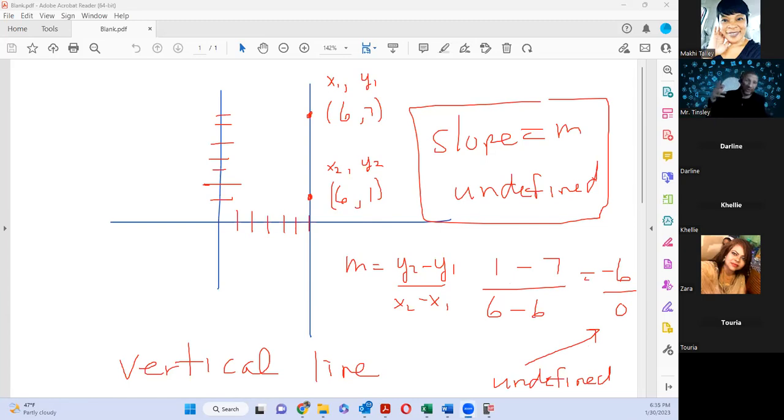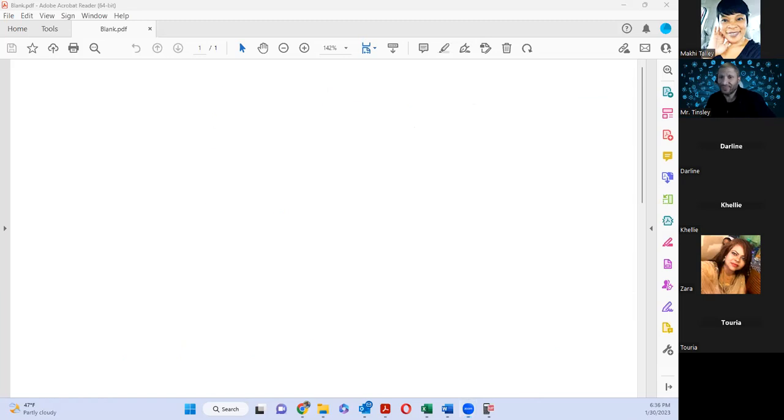Now you have the conceptual understanding. Sometimes in math, we just want to remember how to do something, but we don't know why. So now I gave you the conceptual understanding: for a horizontal line, the slope is 0. For a vertical line, the slope is undefined. Learning some things tonight. Woo!